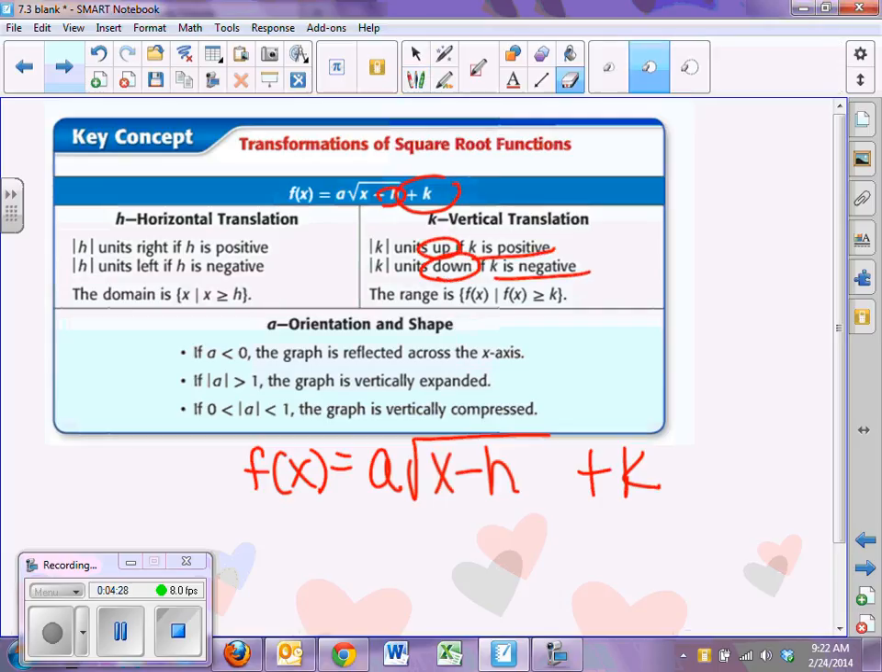The h, remember the h, left and right? If h is positive, so in other words, if this is x minus 3, it gets shifted to the right. And if h is negative, it gets shifted to the left. And then a will change its shape and orientation. If a is negative, it gets flipped across the x-axis. And if the absolute value of a is bigger than 1, it gets vertically expanded, otherwise vertically compressed, but we'll deal with those as we move on. So keep your book open to this page as we do some graphing.